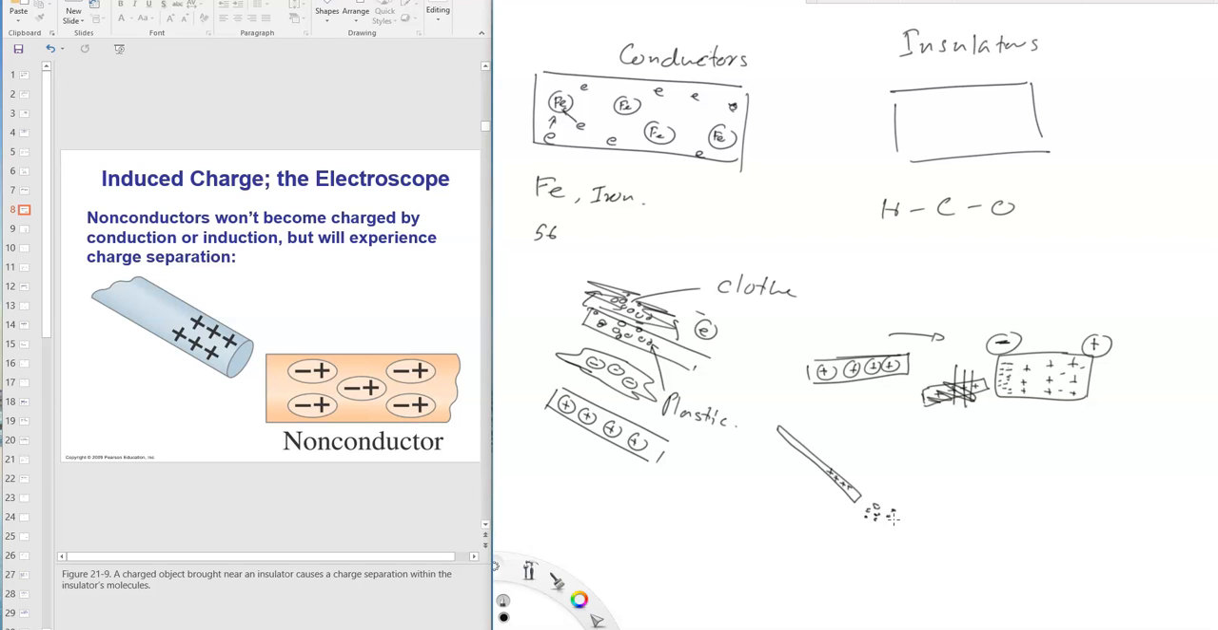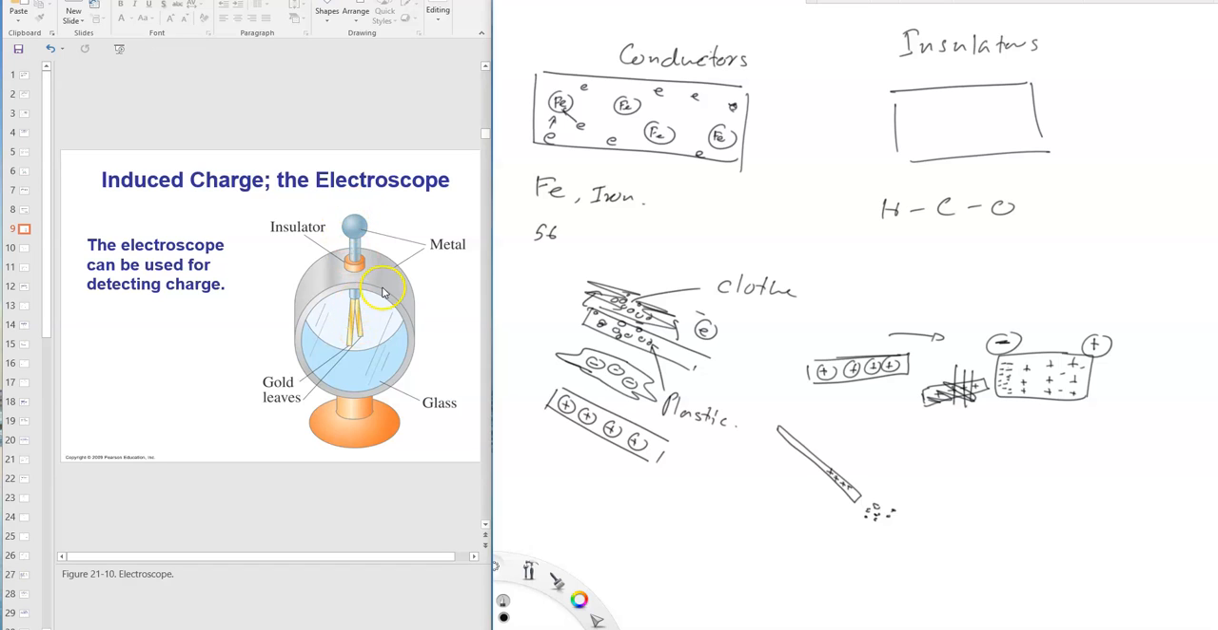So these are things I want you to read, do your self study, get a better idea. You can Google this. I mean, YouTube has a ton of explanations. Your textbook has nice explanations, so read those. And so let's move on and see what this electroscope looks like.